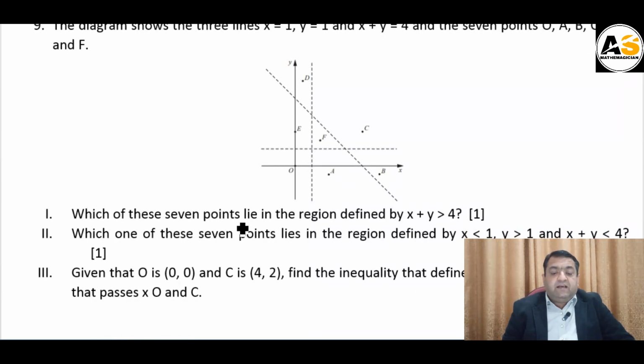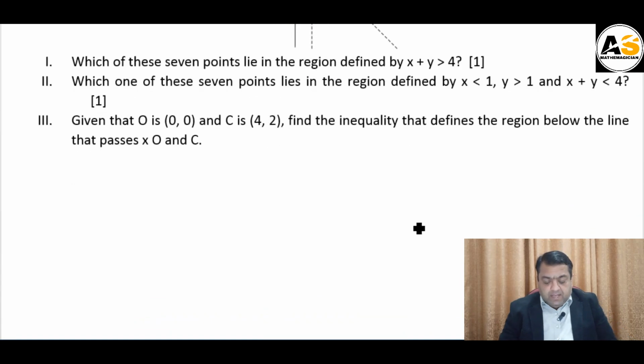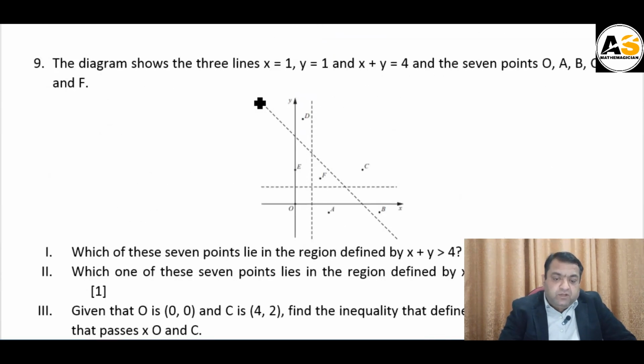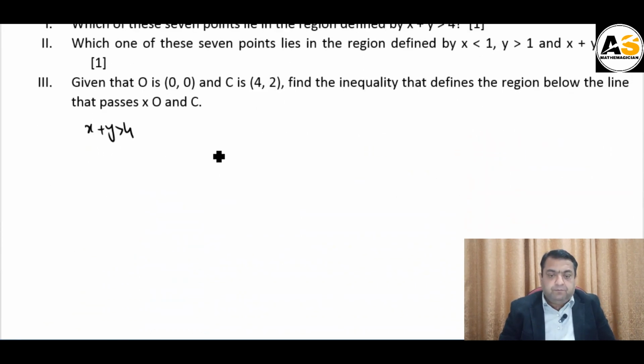Which of the 7 points lie in the region defined by x plus y is greater than 4? See this diagram carefully. This is x plus y is equal to 4 and above this line x plus y is greater than 4. So what are the points above this line? B, C and D. So we just need to write down these points B, C and D.